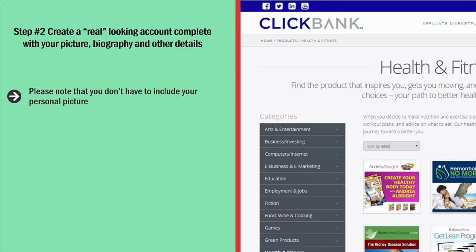Please note that you don't have to include your personal picture. You can just use a picture that is related to your niche. The point is that your forum account must look real. This means that when people look at your profile, they would see a picture and a short biography. Make it look real. Do whatever you need to do to make it look real.